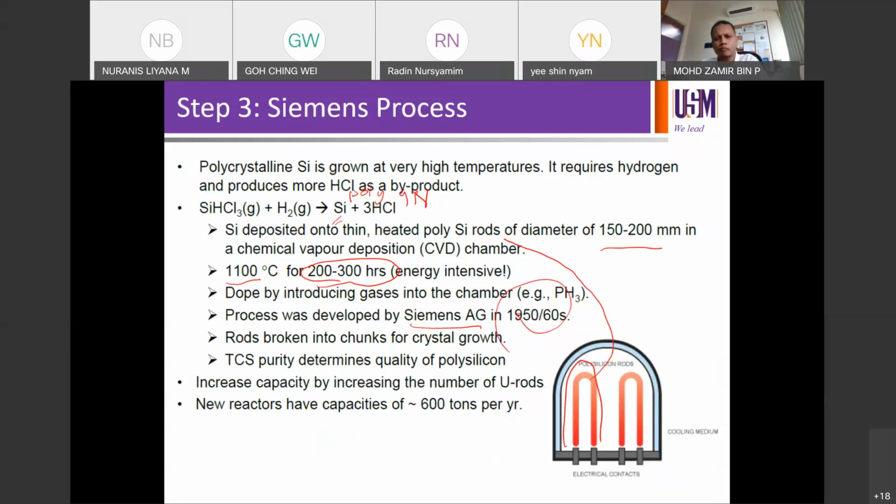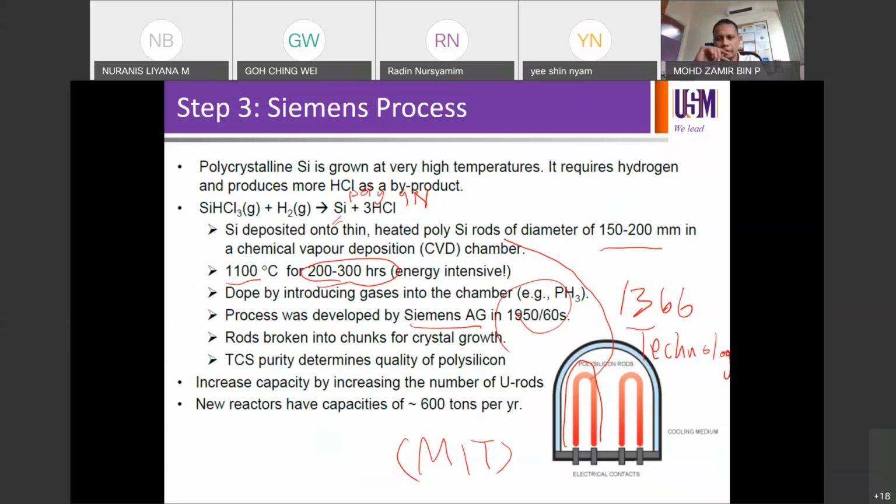Now we still use the Siemens process to produce monocrystalline semiconductor grade silicon. But if you talk about silicon wafers for solar cells, there's a new process developed by one company called 1366 Technologies in Cyberjaya. Originally, it's a spin-off of MIT.